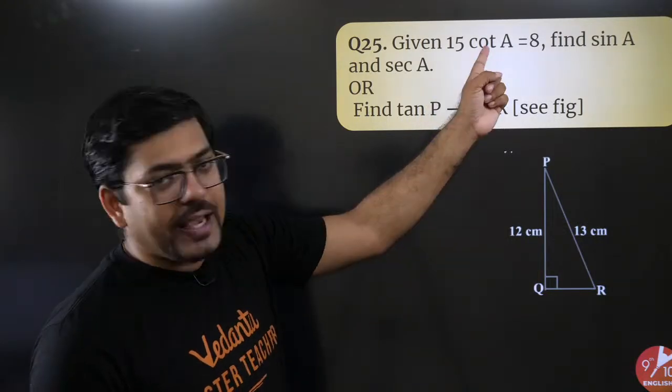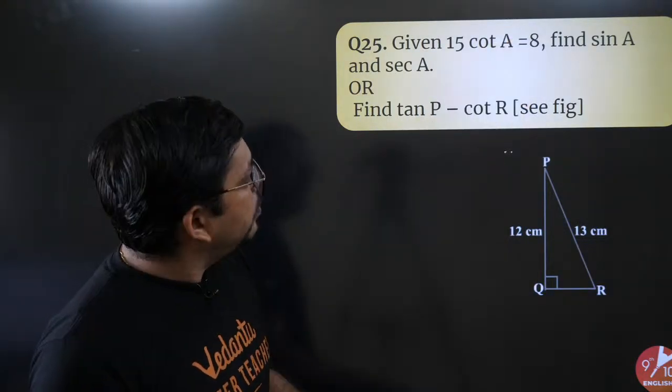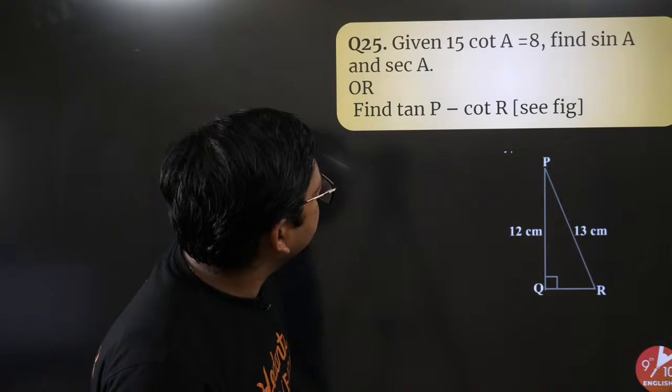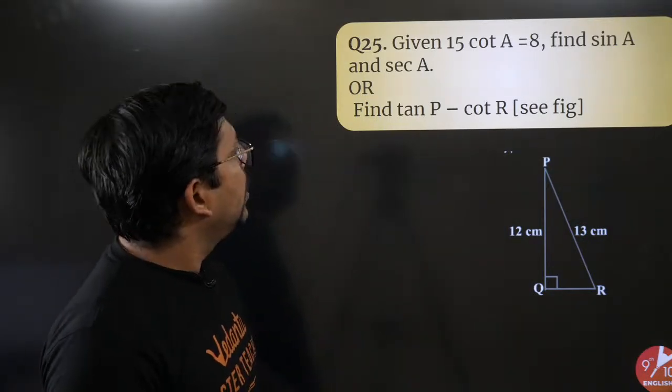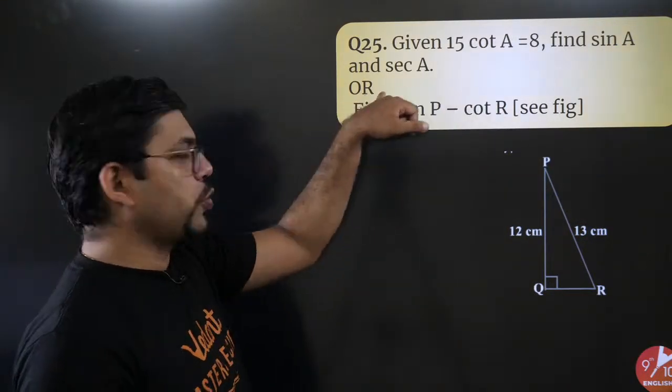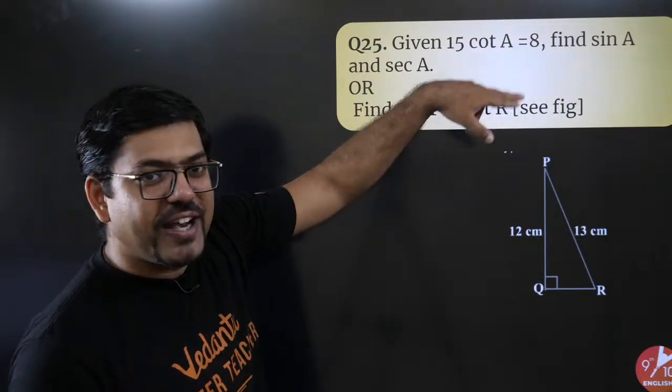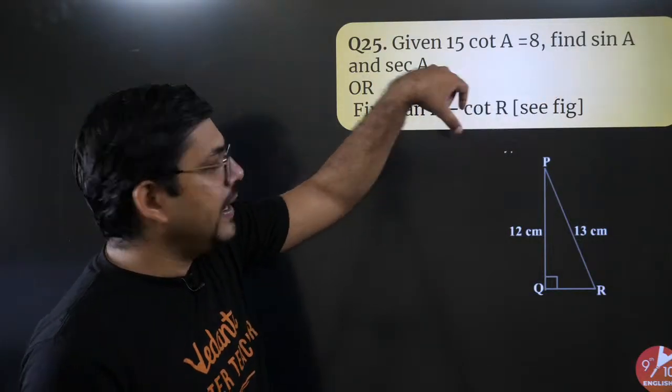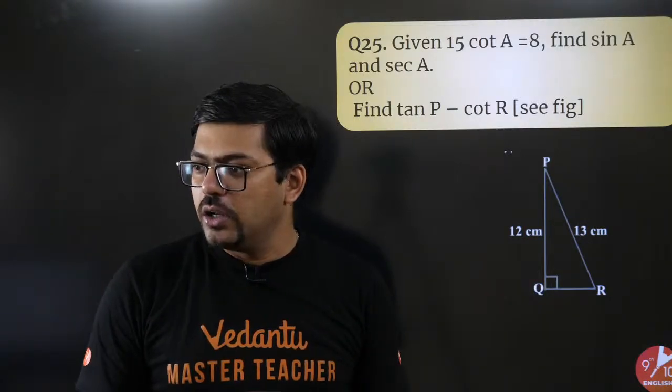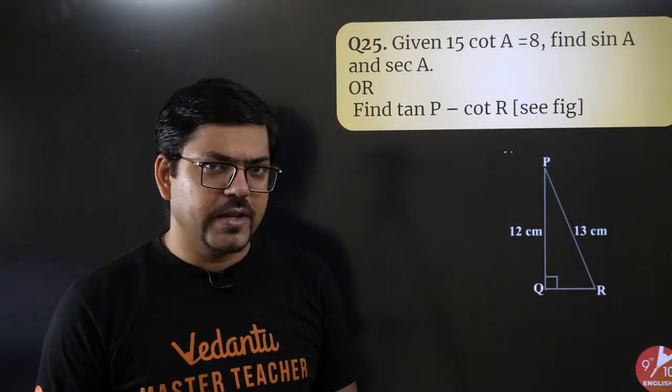So cot A value is given. Wait a second, how have they given cot A? Looks like they are different questions, sorry for that. Cot A value is given as 8 by 15. Won't you be able to find sin A and sec A? You'll make triangles and find them. It's easy, not tough.